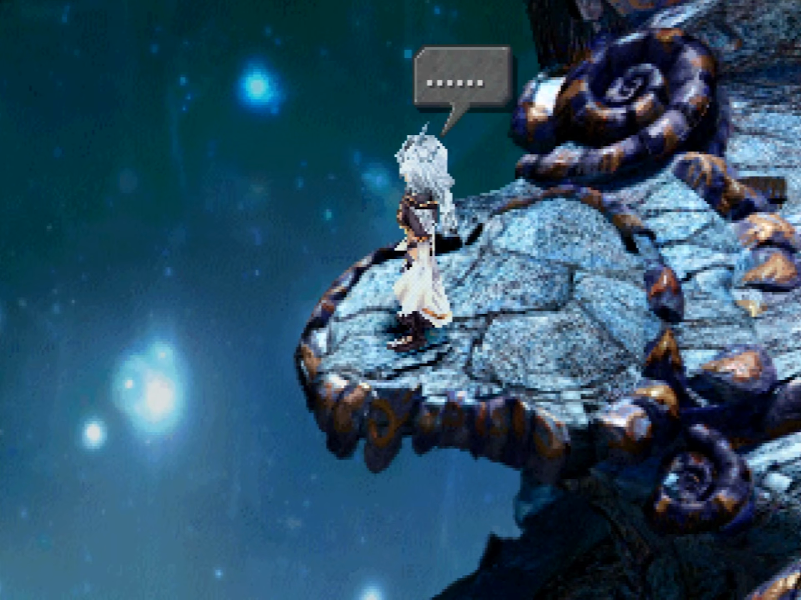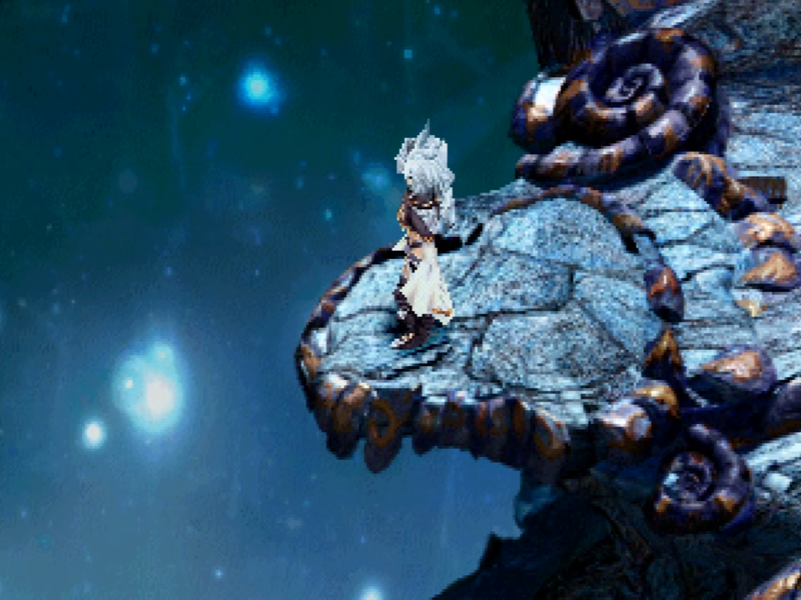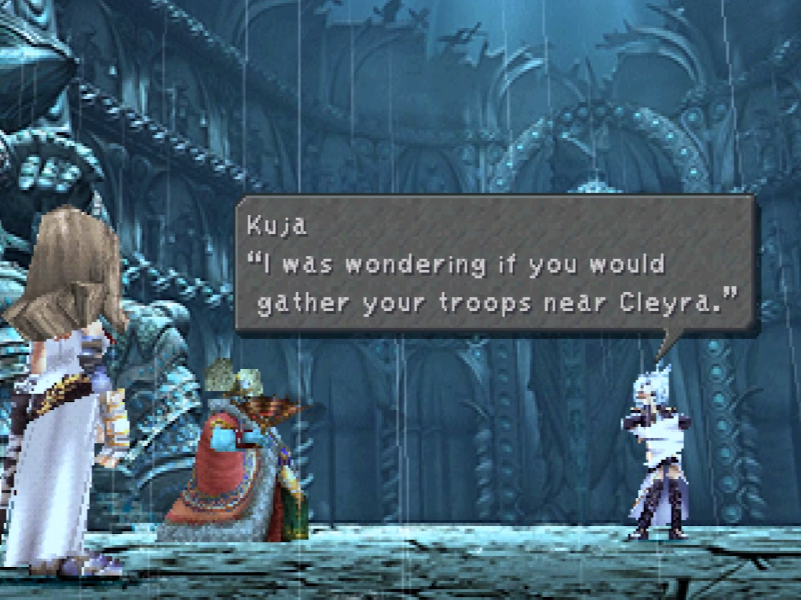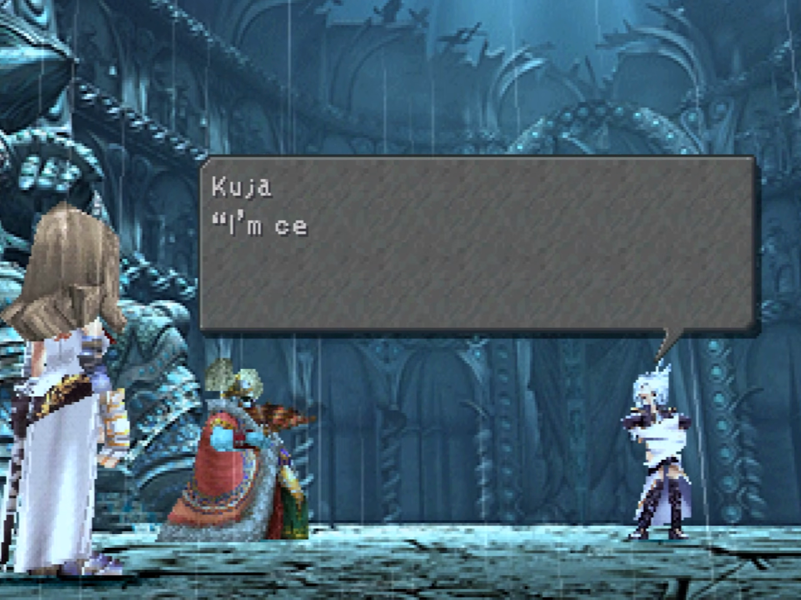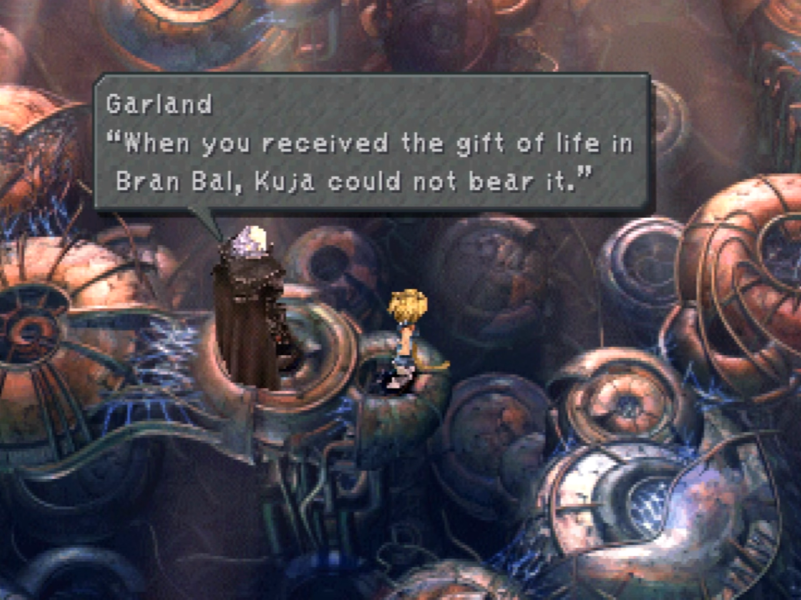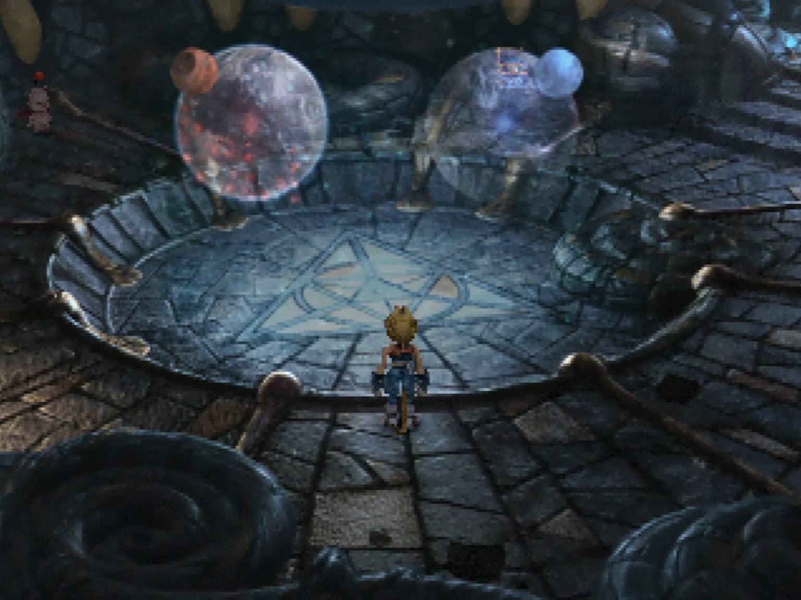Kuja and Zidane are also genomes, except they were sent to the regular world of Gaia, by Garland, to thin out the population there, making way for Terra to take over. At some point, Kuja got off the leash and started scheming to accrue power for himself. He was also responsible for Zidane getting dropped off in Gaia without any knowledge of his purpose. It's all a little more complicated than that, though.